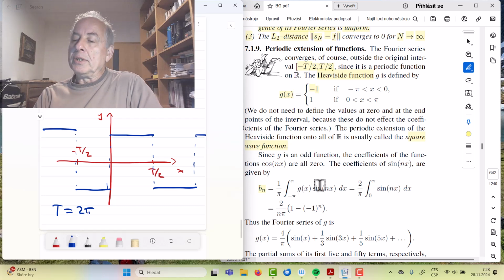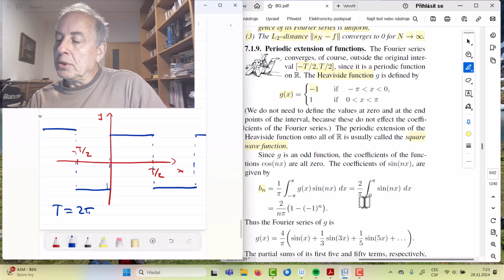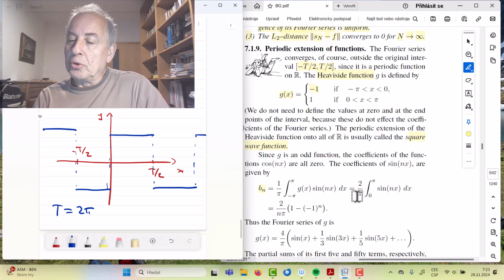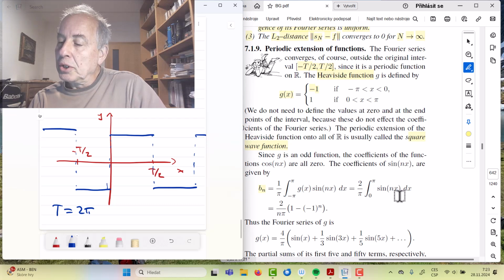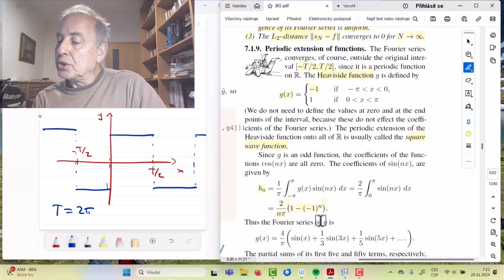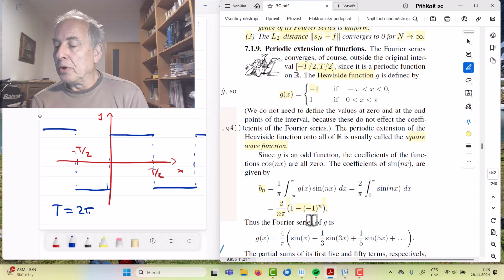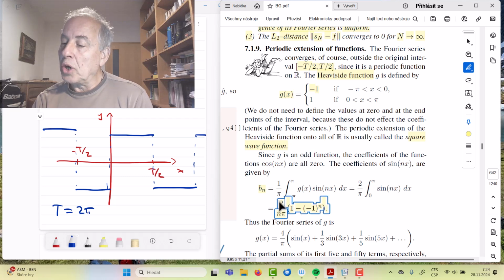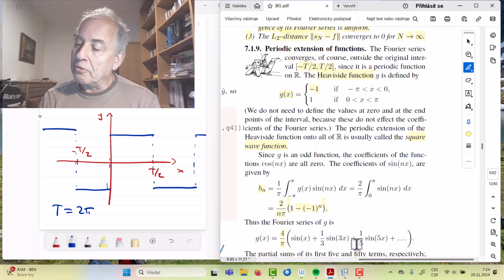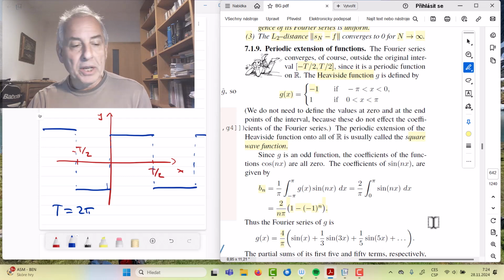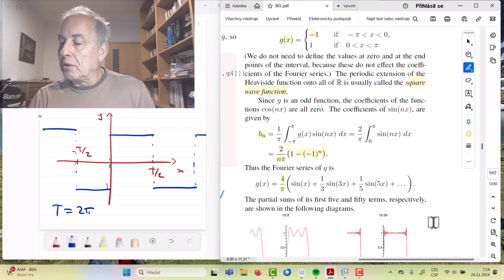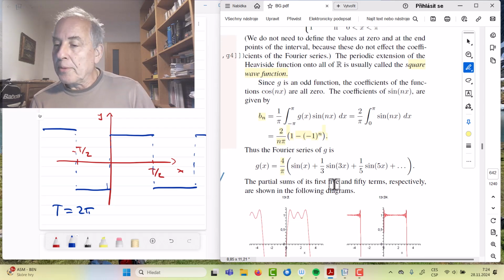and you see, because g is odd and sine is odd, the product will be even. So in total we shall get twice the integral from 0 to pi of sine nx, and that's very easy to compute. It's this. So you see that for even n it will be 0, and for odd n we shall get 2 times 2, which is 4 over pi, and then what's left is sine x, 1/3 of sine 3x, 1/5 of sine 5x, etc. This is a very straightforward thing, how the Fourier series looks.